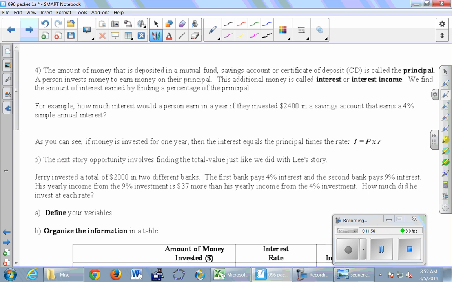Simple annual interest. Okay, do we know how to do this? 2,400 bucks, it's invested for 1 year, and you get 4% interest. How do we find out how much interest we get? What do we do? I guess there is an equation, so I'm asking if we know what it is that we have to plug in or calculate to get this answer?